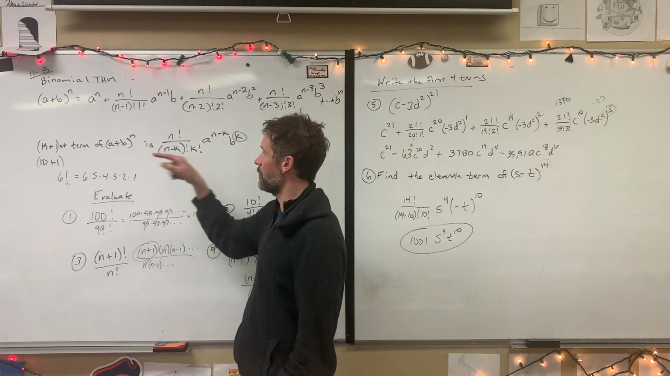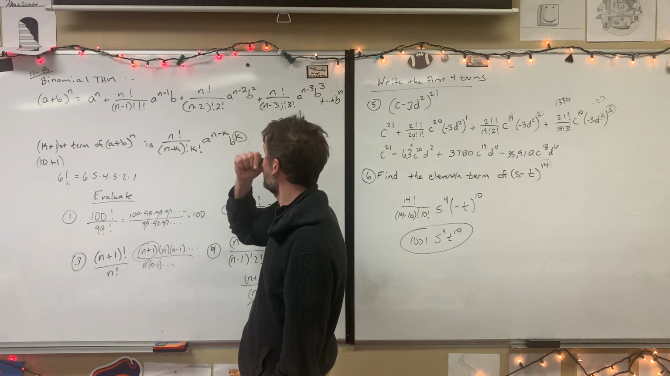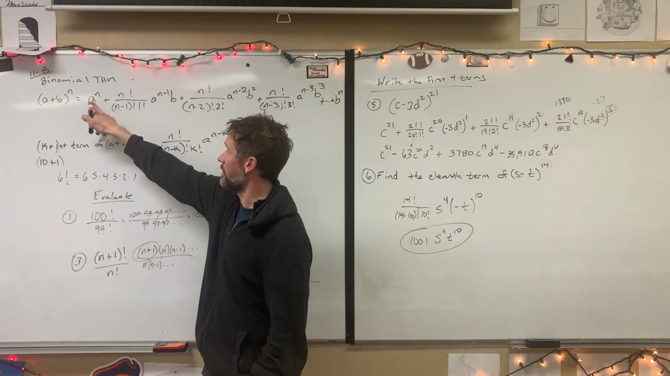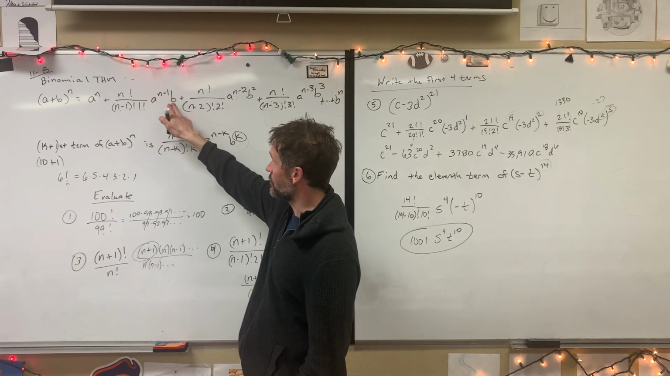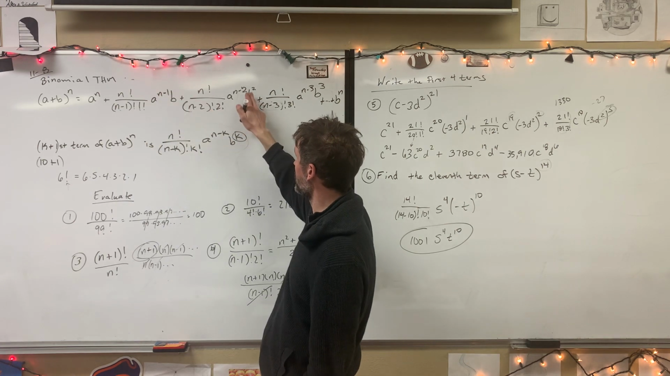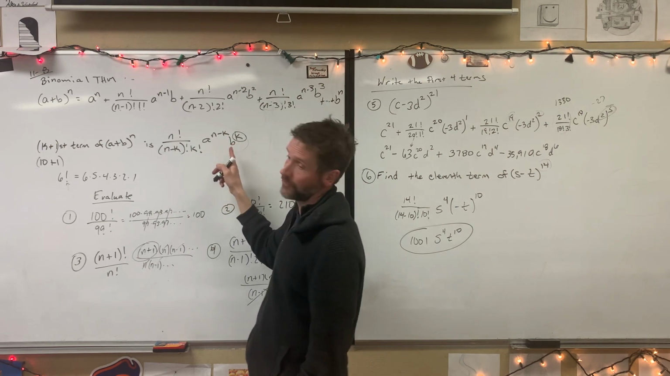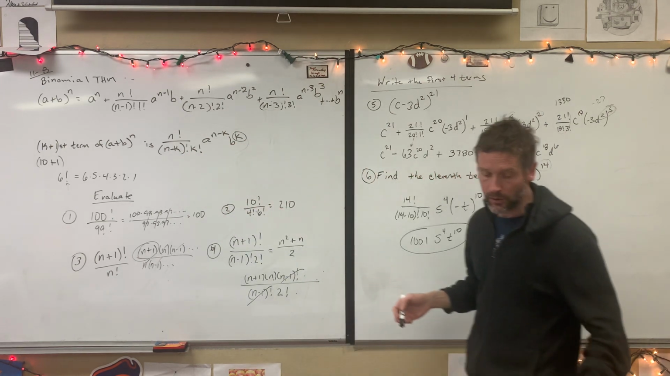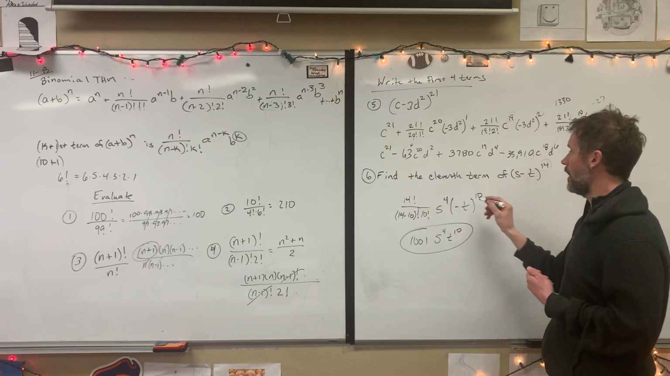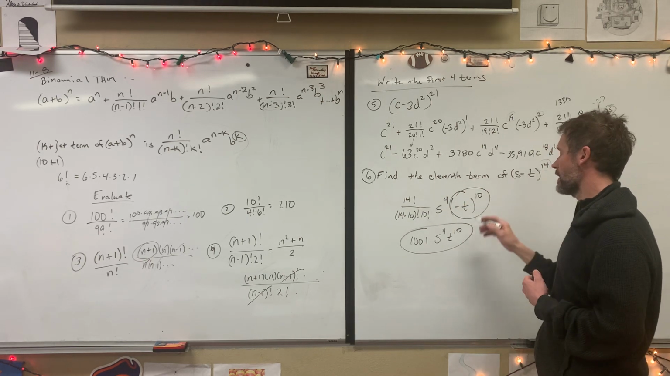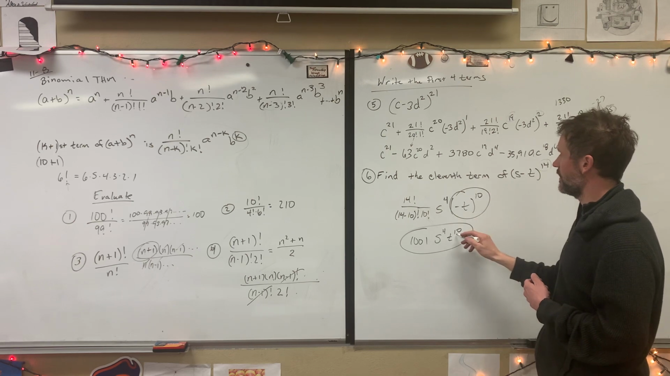Based off of this k plus first term idea, if you think about it, the first term is a to the n, and then the second term is b to the 1, the third term is b squared, the fourth term is b cubed. So the 11th term is actually going to be b to the 10th, or in this case, negative t to the 10th power. So negative t to the 10th is just going to be t to the 10th, s to the 4th.